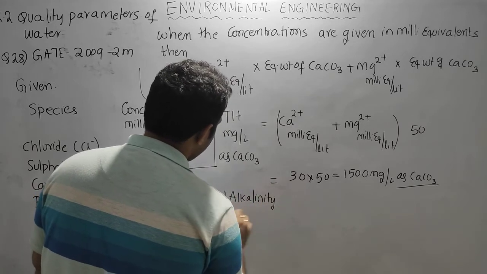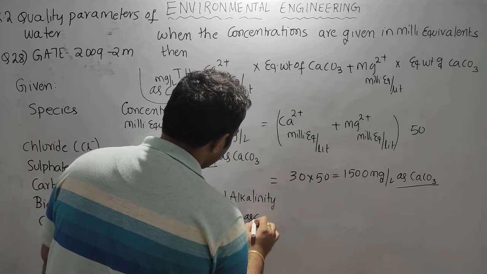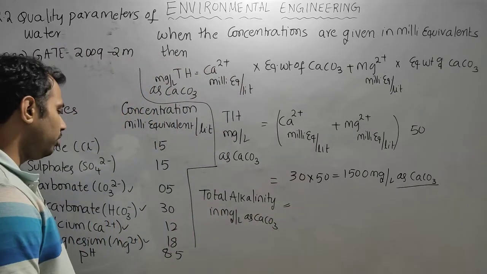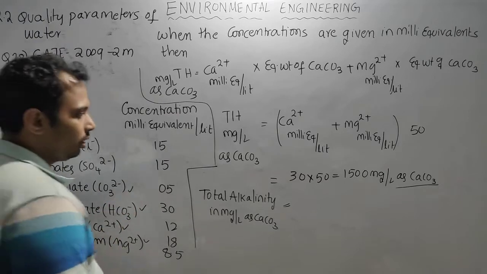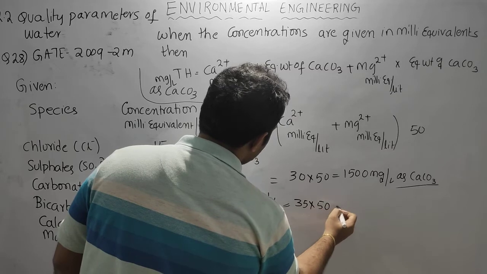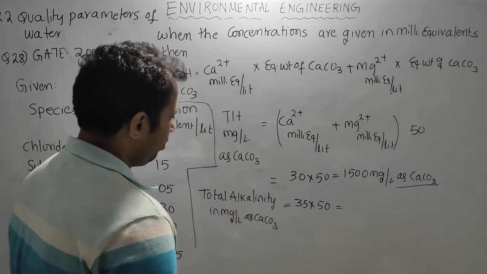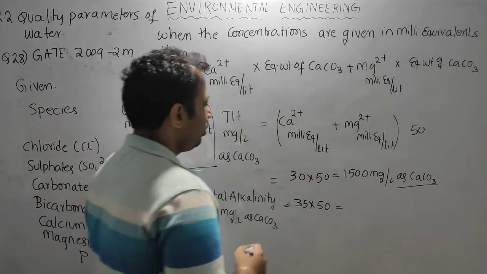Total alkalinity in mg per liter as CaCO3 is equal to, sum it up, 35. 35 into 50 is the answer. 35 multiplied with 50. So 35 5s, 15, 1750. So it is 1750. 1750 is the answer.